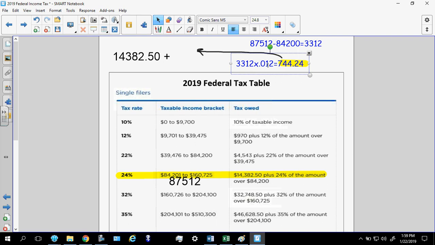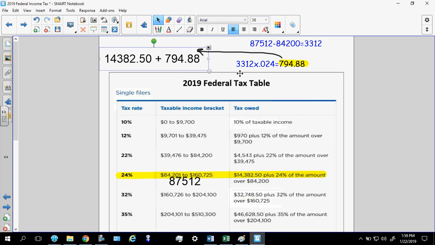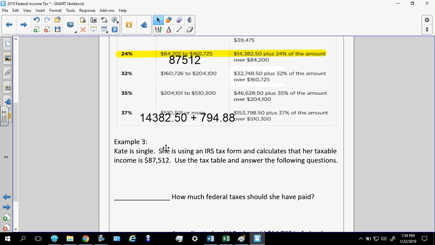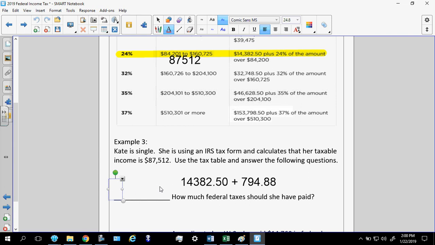3,312, and I'm going to multiply that by, let's see, that is 24%. I'm going to multiply that by 24%. $794.88. So that is the number that I'll be adding there. So let's go ahead and just take this and bring it all the way down here. So when we do the math, she should be paying, let's see, $15,177.38.